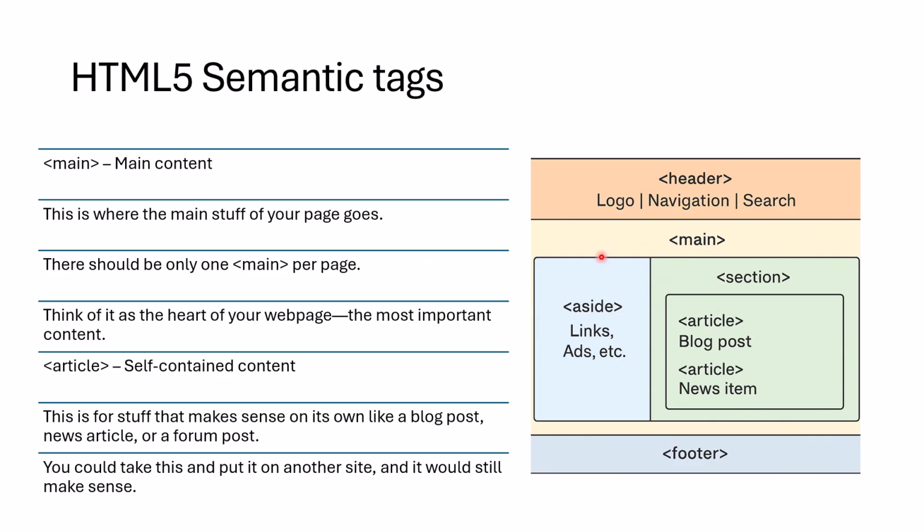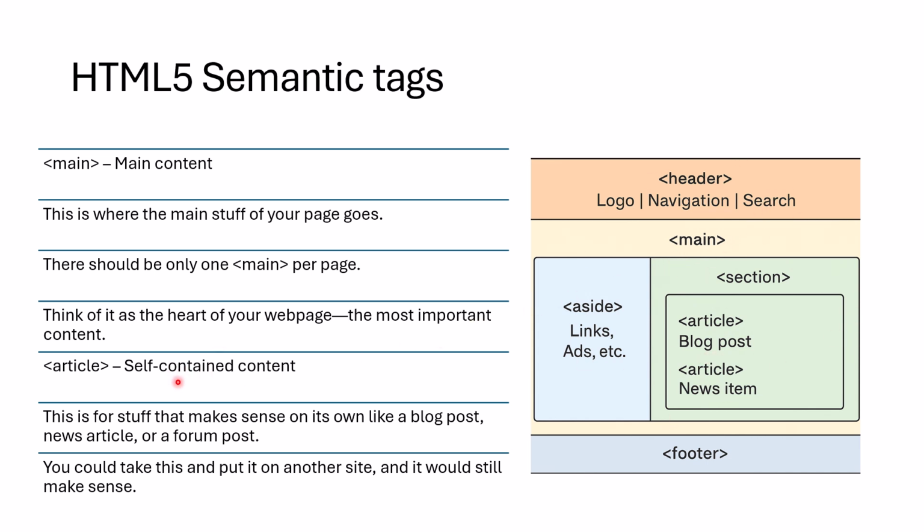Proceeding further with a rundown of semantic tags, let's look at the main tag here, which goes to the main part. Typically there's one. This is where the main content of your page goes. There should only be one main per page by convention. Think of it as the heart of your web page. This is the most important content.